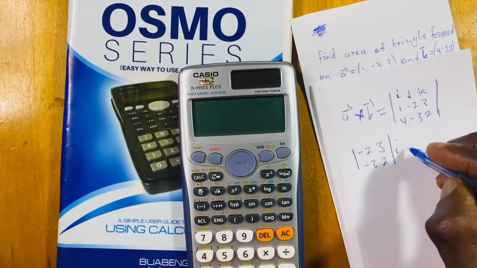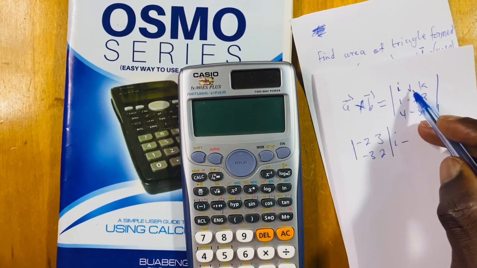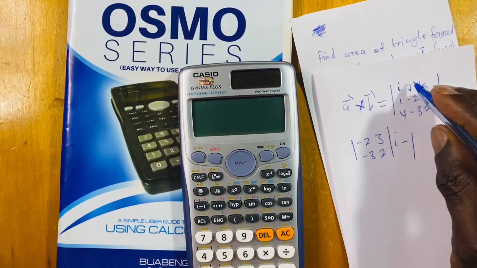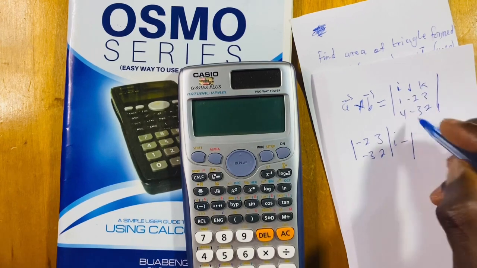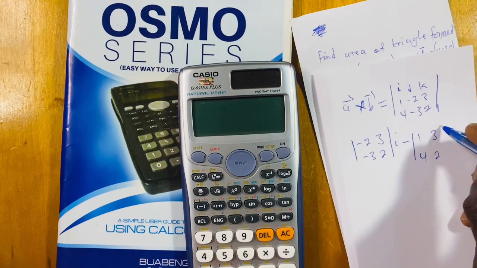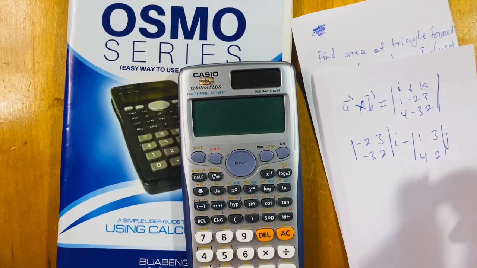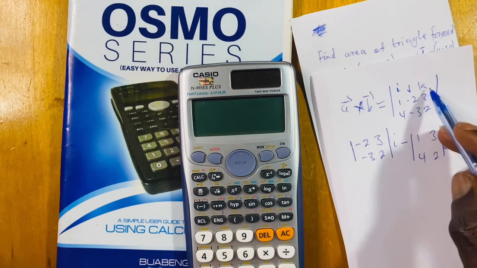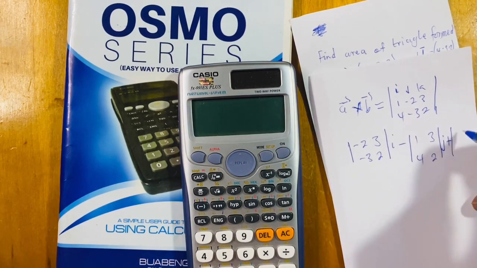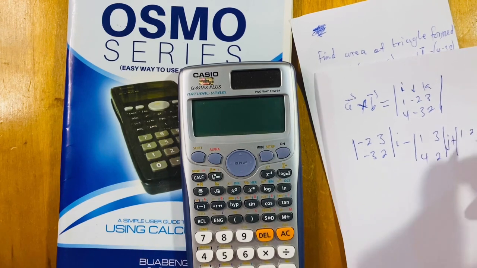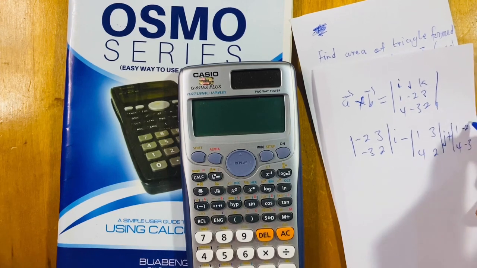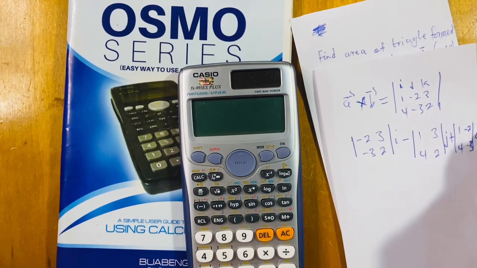I will be here, minus, I want to take J. So the J column is cancelled. We take 1, 3, 4, and 2 as for J here. Then plus the K, this side will go off. We have 1, -2, 4, 3 as the K.